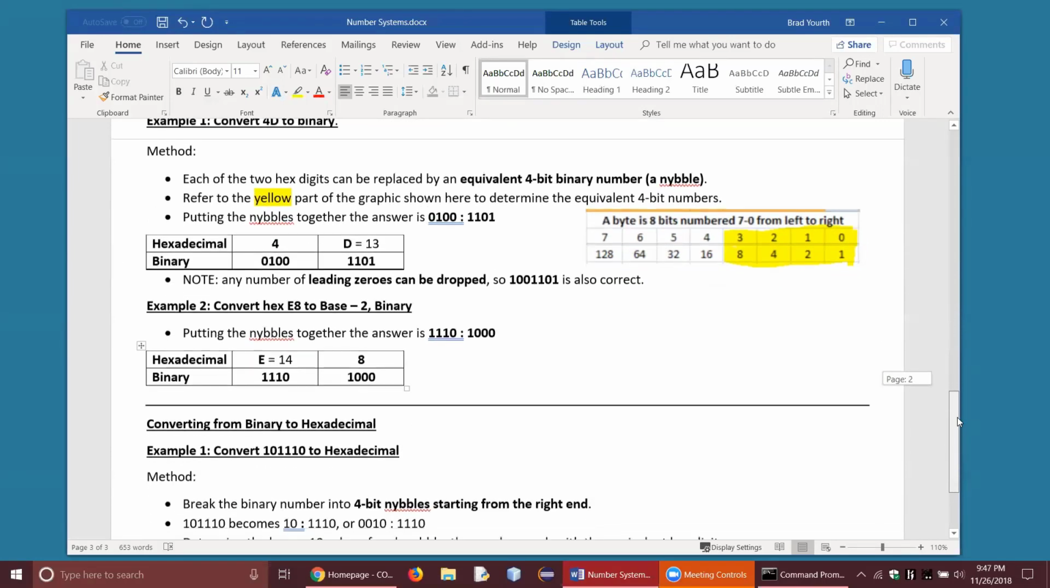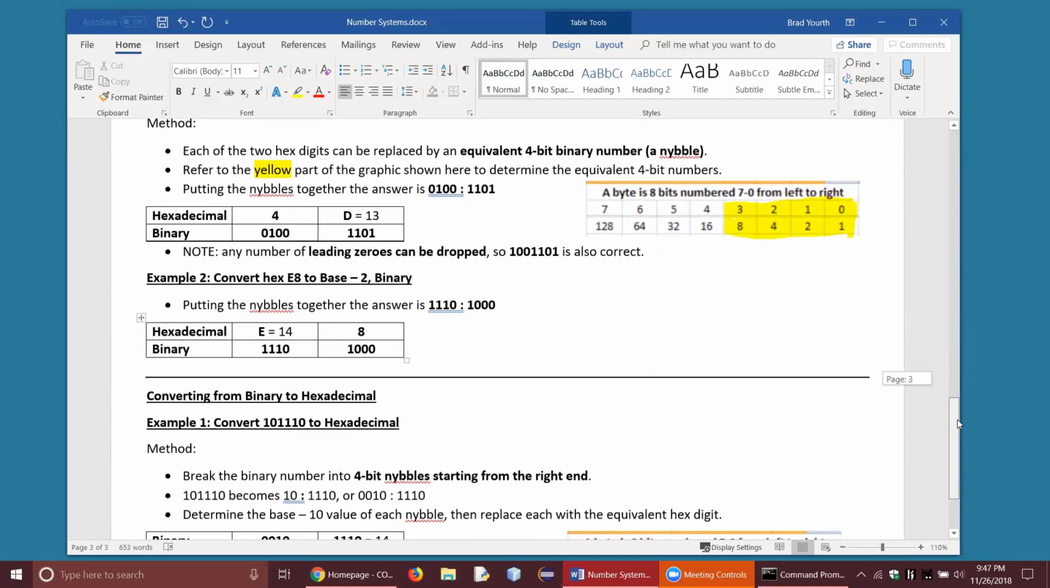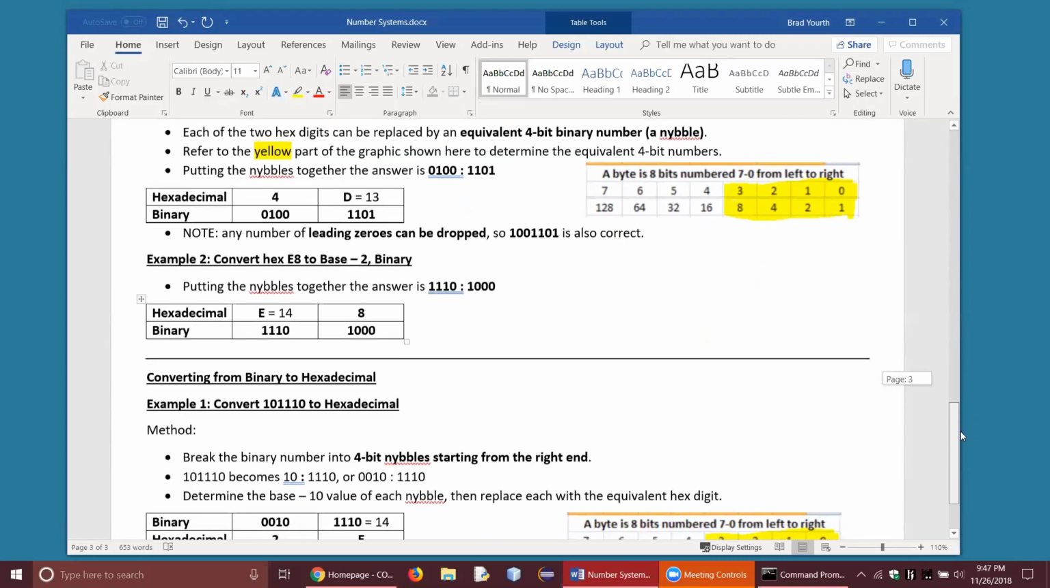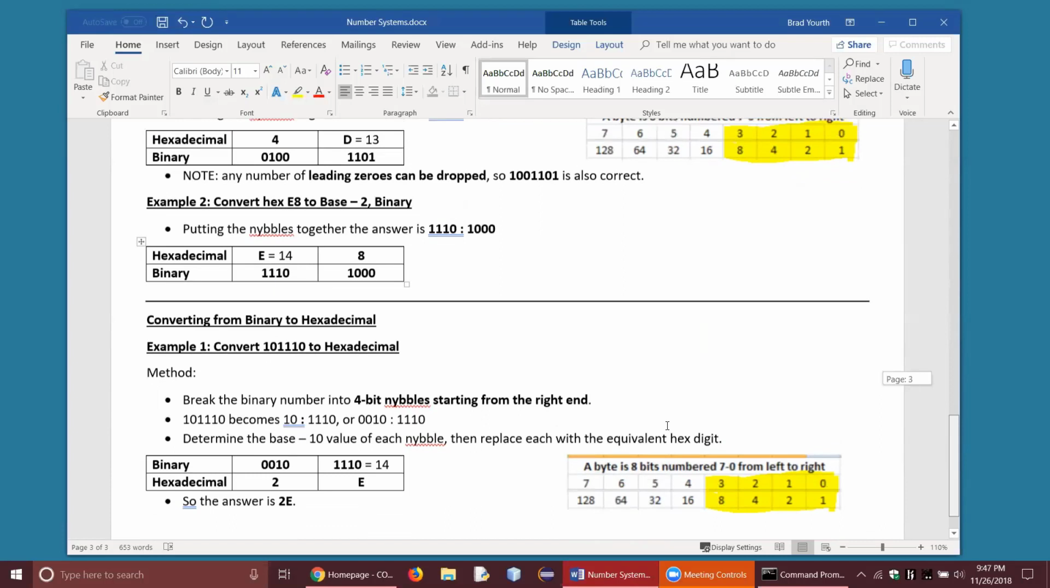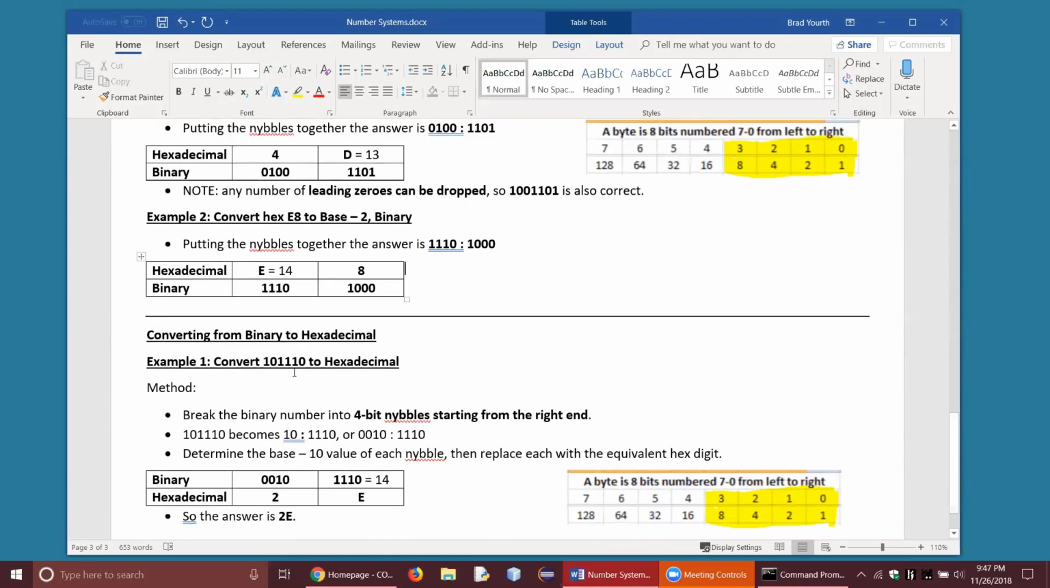Now, you also have to convert from binary to hex. And it's just a reverse process. It's actually just about as easy. All you have to do to convert from binary to hexadecimal is break the binary number into 4-bit nibbles, starting from the right end. So you start from the right end. So starting from here, there's 4 bits. So that's where you have to make the break of the 2 nibbles.